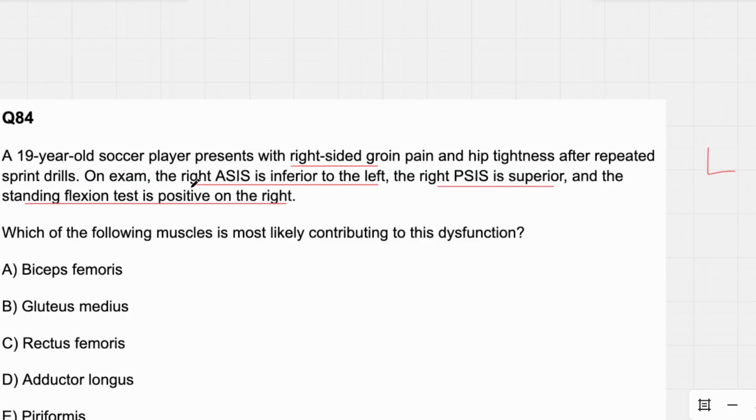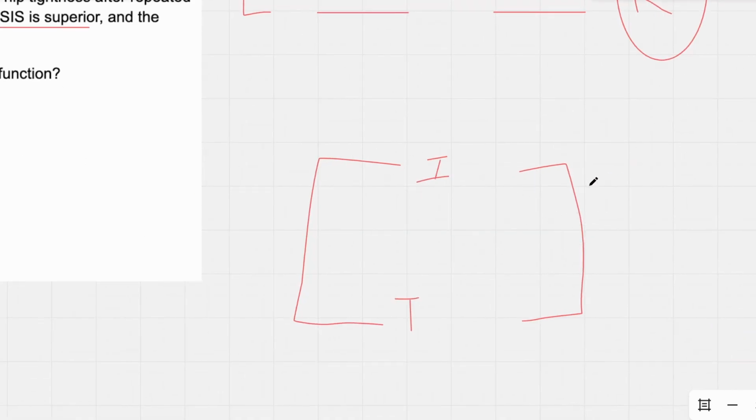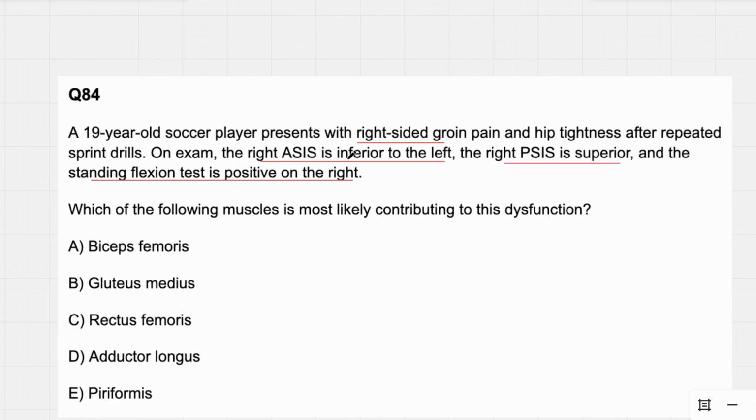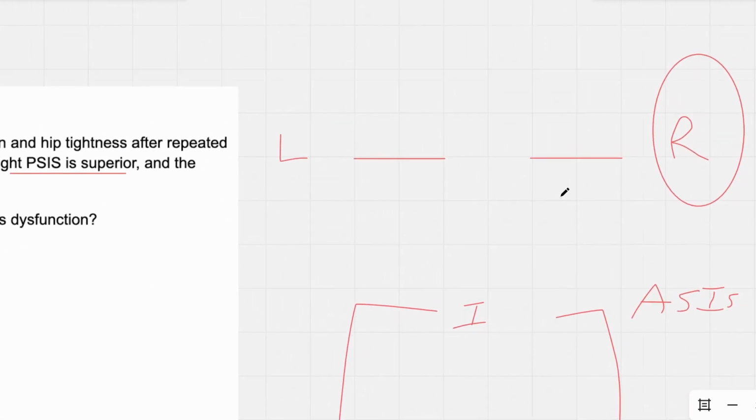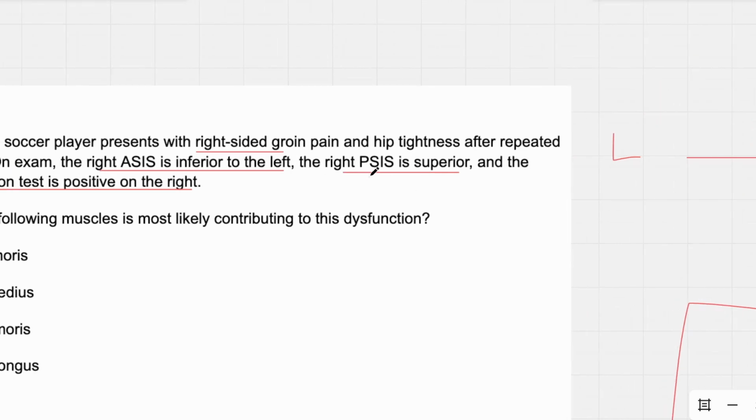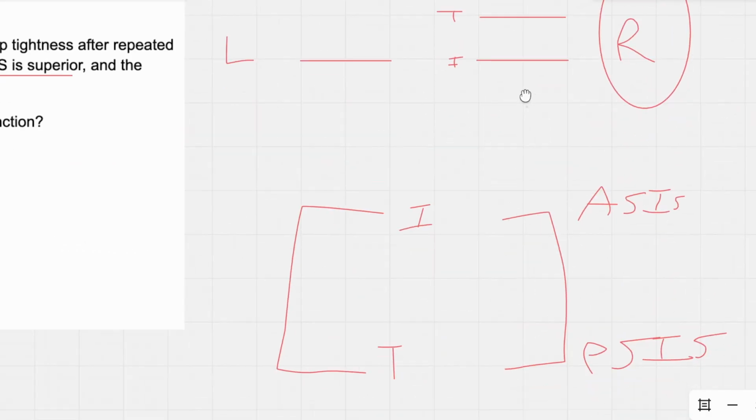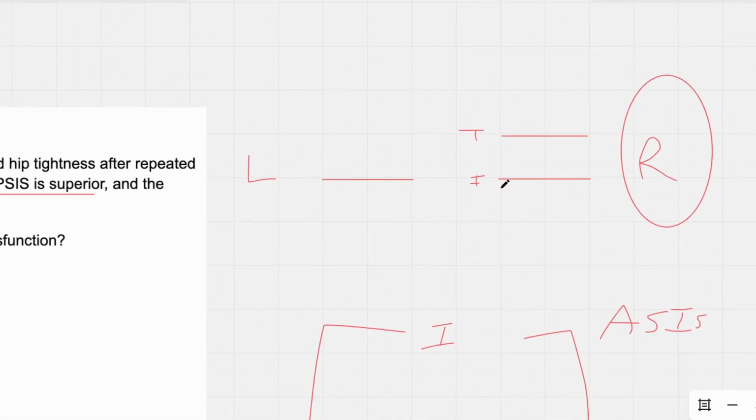Now we go to the specific findings. Right ASIS is inferior to the left. Let's go back to our top-down aerial view. Make your index finger the ASIS and your thumbs the PSIS, the same on both sides. ASIS is your index finger. Take the index finger and thumb of your right hand and just rotate them forward. You end up with the top line as your thumb and the bottom line as your index finger. Let's confirm the right PSIS is superior: if our thumb is the PSIS, then yes, it works out. That makes sense with what they describe. Just that one motion moves both.